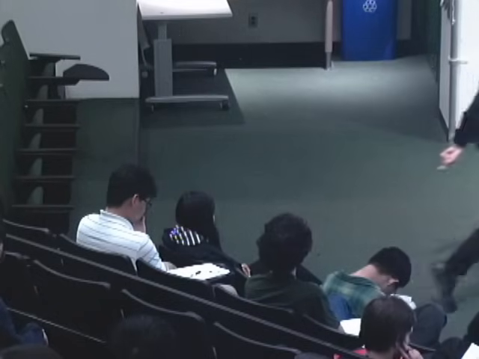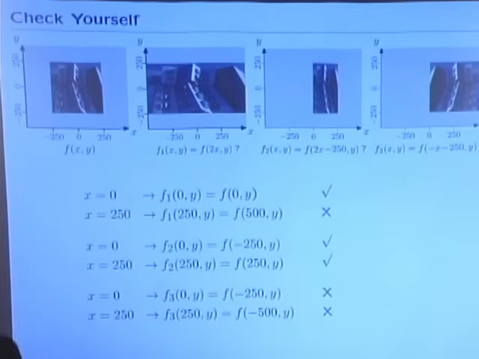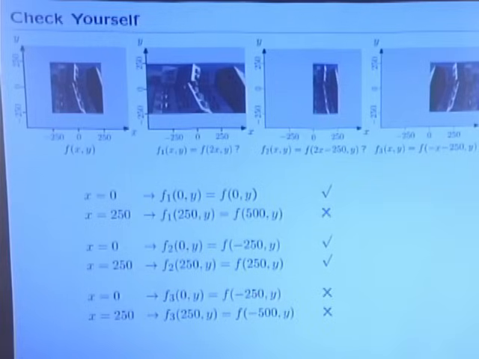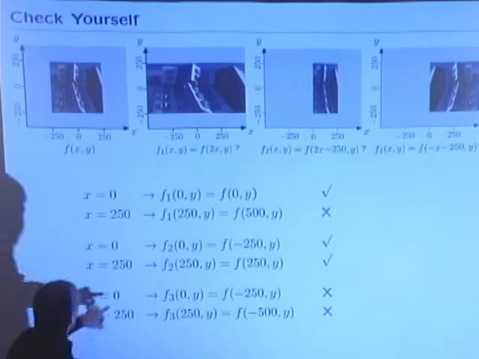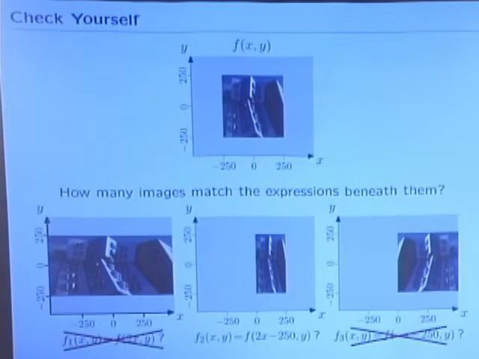In this particular case, if we trace two points, and the map 2x minus 250 is a linear function of x, two points determine a straight line, so after you've determined two points, you're done. Seem right? Similarly, you can figure out that the particular points didn't work here, and so the answer is that only one of those transformations was right.